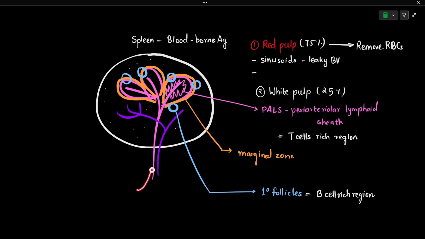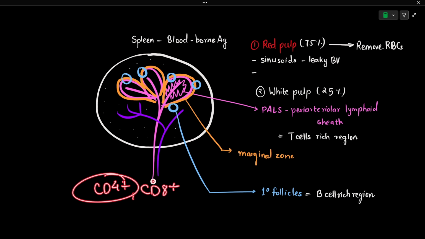So the antigen and lymphocytes are going to enter through the artery, and not just that: the T cells present here in the PALS region are also naive, meaning they express CD4 and they express CD8 as well.